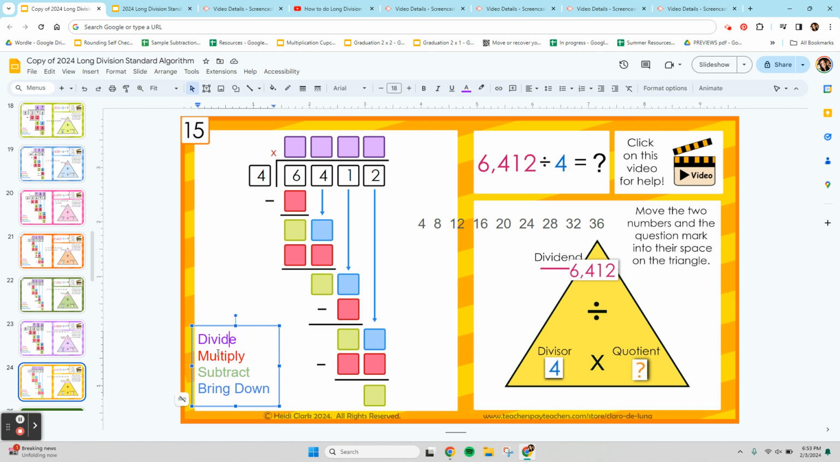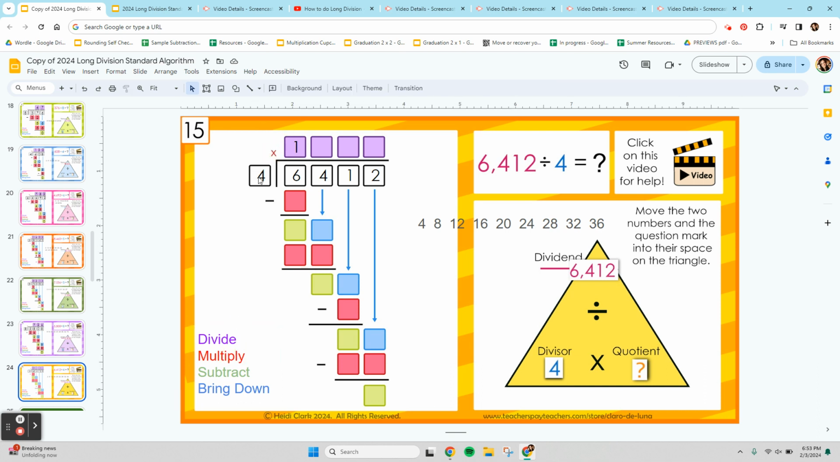We're going to divide, multiply, subtract, bring down. So first we're going to divide 6 divided by 4. How many times can 4 fit into 6? Or if I had 6 pieces of candy and I divided them among 4 friends, how many would each friend get? Well, they'd only get 1 each. And I'd have some left over. So do the next step to get that leftover.